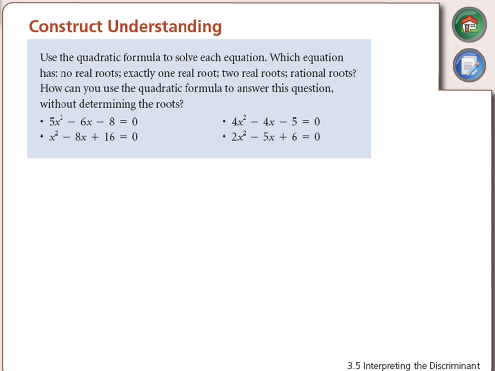Now in the construct your understanding here, I'm not going to go through all of the quadratic formula for each one of these 4, because we did a lot of that work in 3.4. But we do need to point out this. The whole purpose of what this is saying is that sometimes there's going to be no real roots. Sometimes you're going to have 1 real root. Sometimes you're going to have 2. Sometimes rational roots. Different options. When's that going to happen?